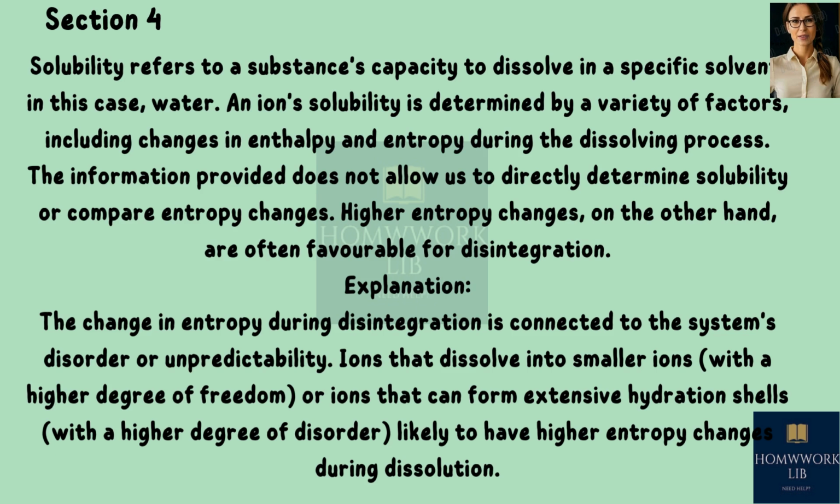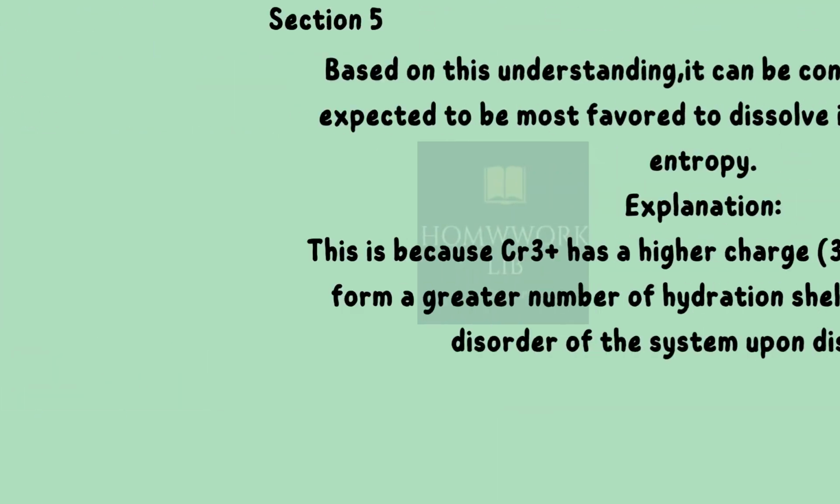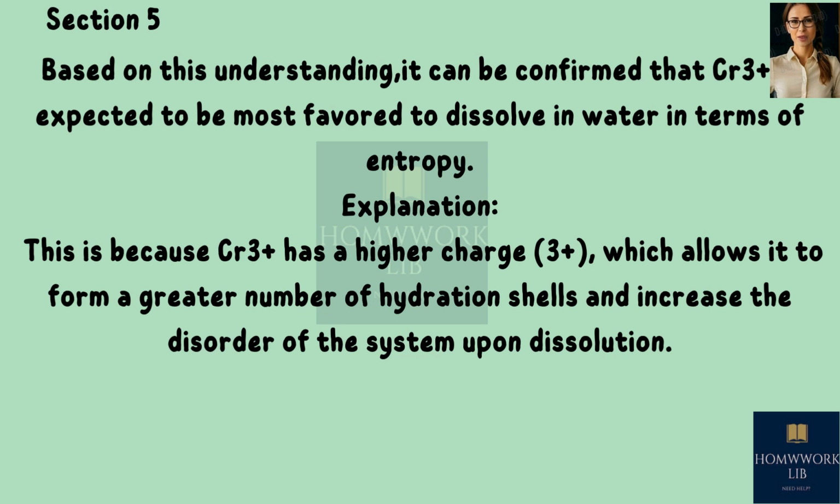Explanation: the change in entropy during dissolution is connected to the system's disorder or unpredictability. Ions that dissolve into smaller ions, with a higher degree of freedom, or ions that can form extensive hydration shells, with a higher degree of disorder, are likely to have higher entropy changes during dissolution. Based on this understanding, it can be confirmed that Cr3+ is expected to be most favored to dissolve in water in terms of entropy. Explanation: this is because Cr3+ has a higher charge, 3+, which allows it to form a greater number of hydration shells and increase the disorder of the system upon dissolution.